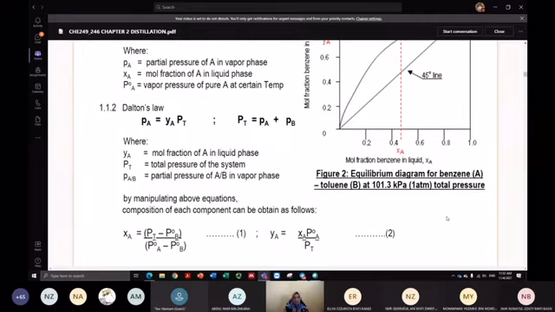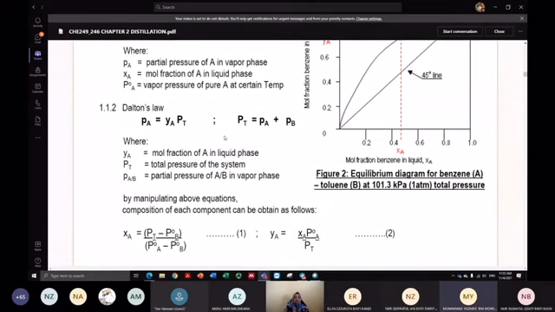Silent, isn't it? Which formula do you want to use? You are given the vapor pressure, you are given PA naught and PB naught. You are given that information already.